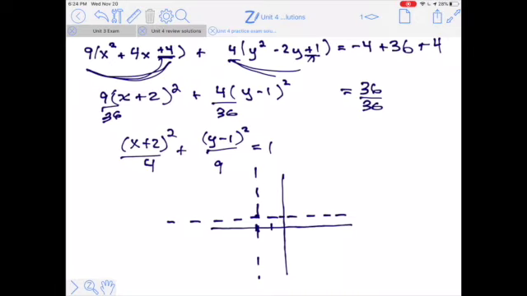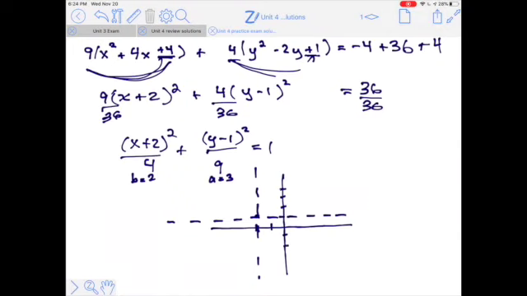So for this problem, number 3, because it's an ellipse, a squared has to be 9, which means a equals 3. And then b squared is 4, which means b equals 2. Okay? So that makes this a vertical ellipse. It's going to be longer in the vertical axis than it is in the horizontal.